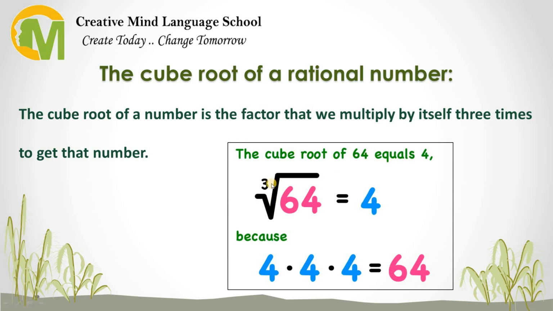Here is the symbol of the cube root, and we write the number below the root, so we read it as the cube root of 64. The cube root of 64 is equal to 4. Why? Because 4 multiplied by itself 3 times equals 64. Then, when we have a cube root, we search for the number that if we multiply it by itself 3 times, we get the number under the cubic root.